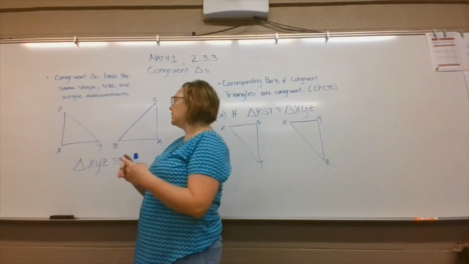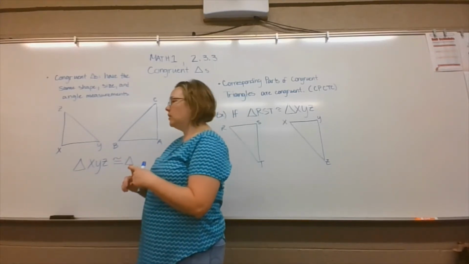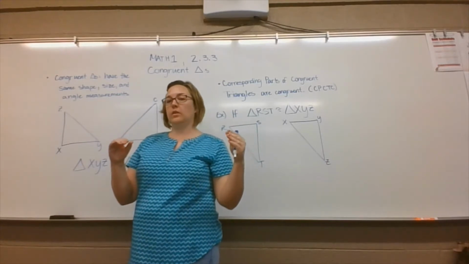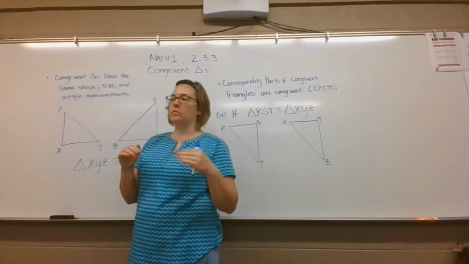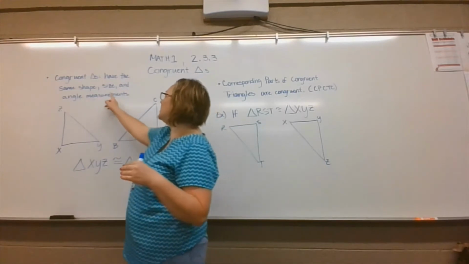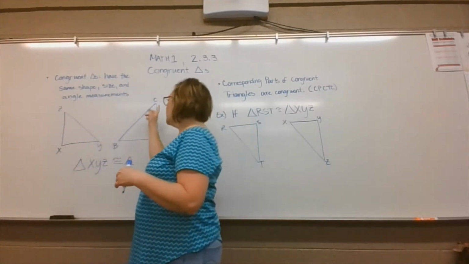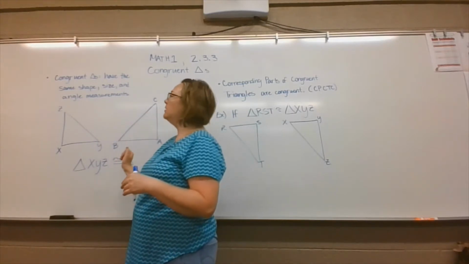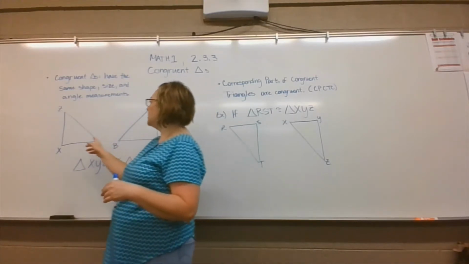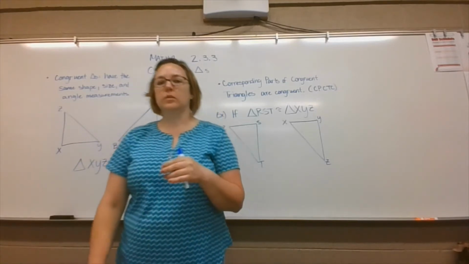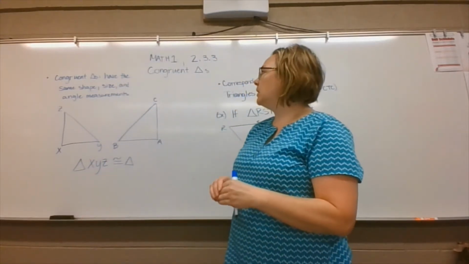So those three things, the shape, meaning you can't have a scalene and an isosceles triangle be congruent. Those don't have the same shape. Okay, they're going to have the same size, so all three sides will be equal to the other triangle's three sides. And the angle measurements, all three angles will be equal to the other triangle's three angles. Those are all equal to each other.